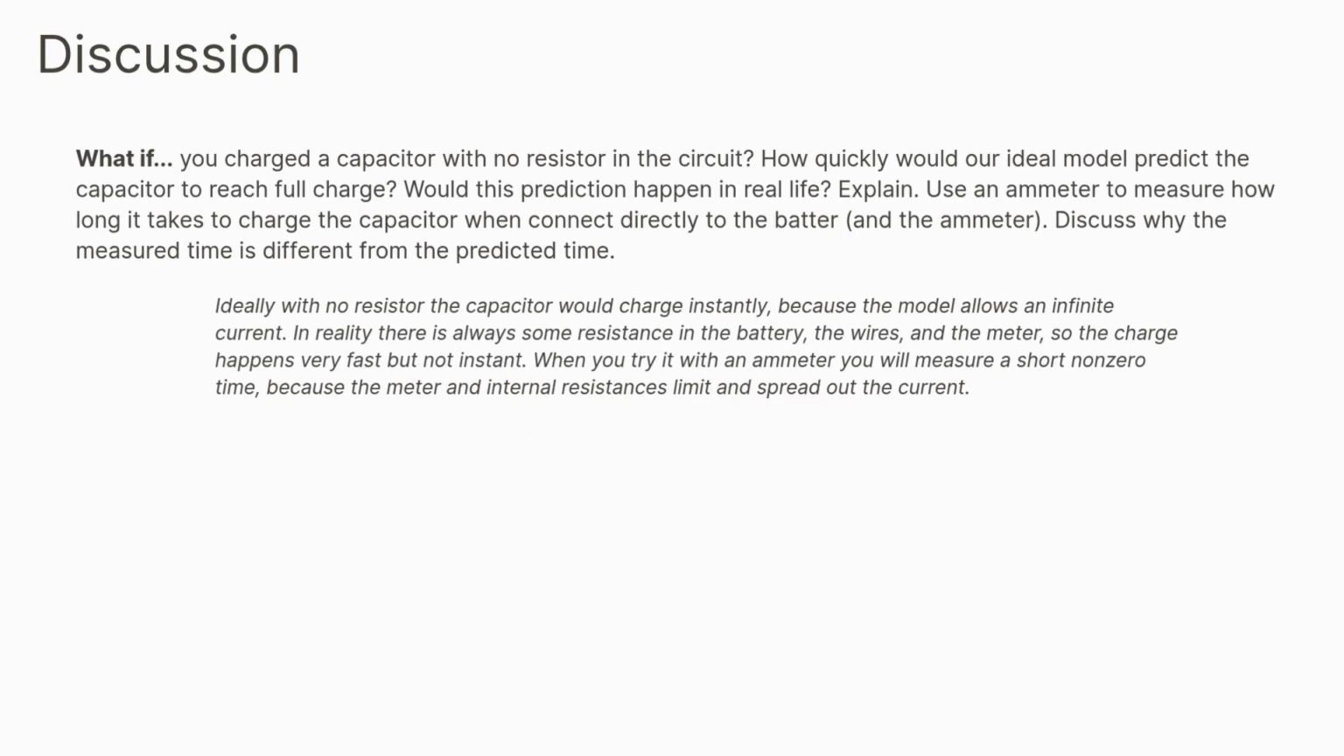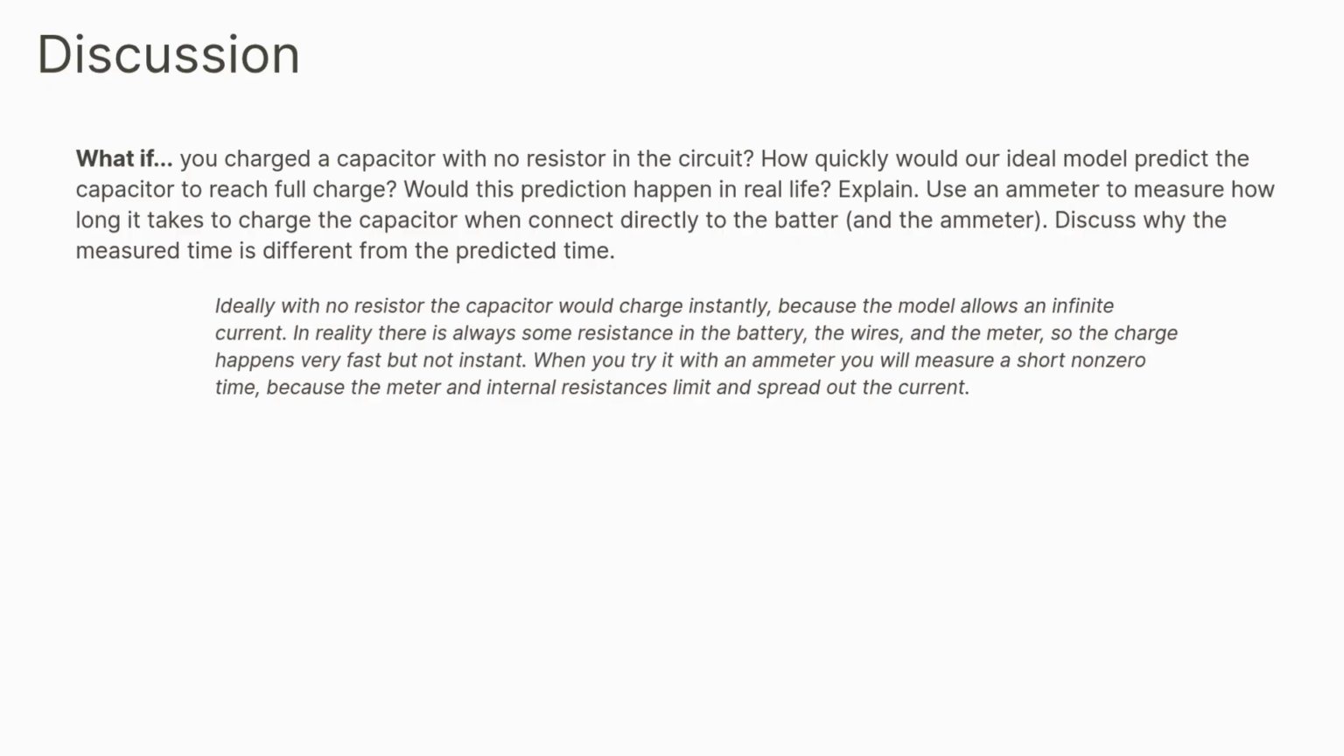So for the discussion: what if you charge the capacitor with no resistor in the circuit? How quickly would our ideal model predict the capacitor to reach full charge? Would this prediction happen in real life? Explain. Use an ammeter to measure how long it takes to charge the capacitor when connected directly to the battery and the ammeter. Discuss why the measured time is different from the predicted time.